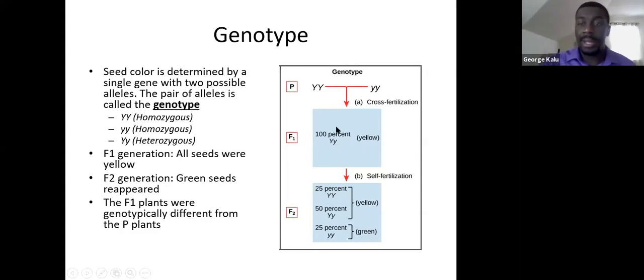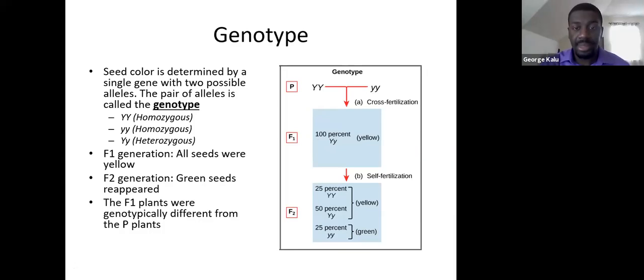We're going to be classifying these genotypes in a very specific manner. If you have two copies of the same allele, like we see with big Y or little y, we consider that to be a homozygous individual, or homozygous for that trait. If you have one copy of each allele, like here we have a big Y allele and a little y allele, then we refer to that as a heterozygous trait or heterozygous individual.